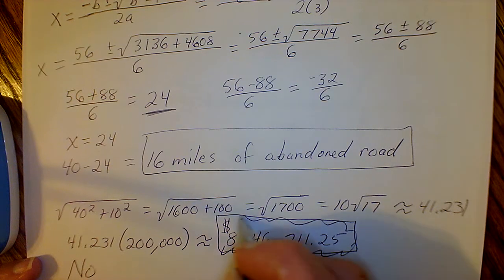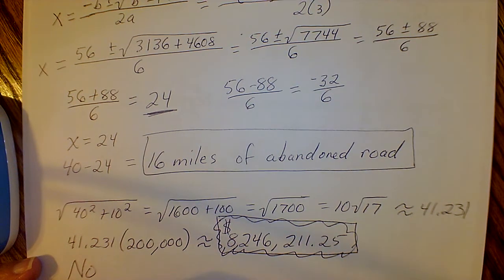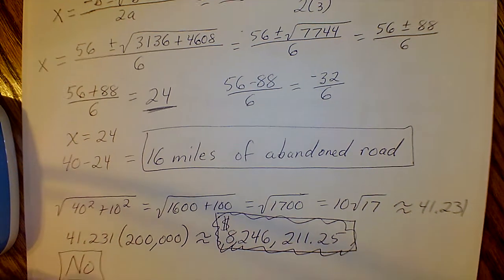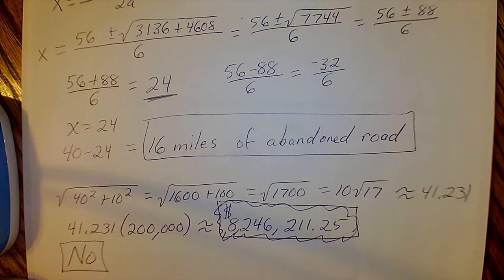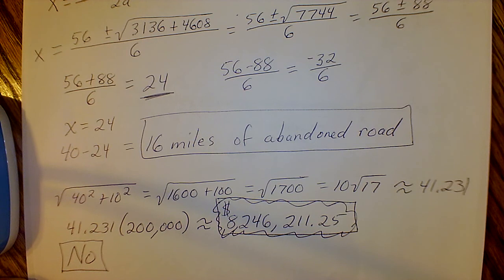And so really, I don't know why I boxed that. That is not my answer. That is how I figured out my answer. The answer is no, it would not cost us less to just build a road directly between the two towns. We're better off using part of that abandoned road that we've got.